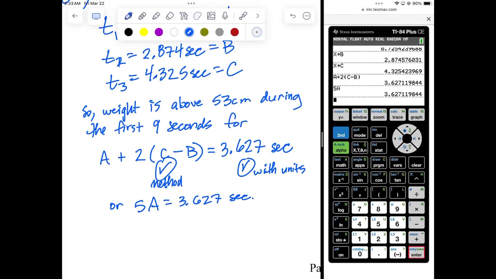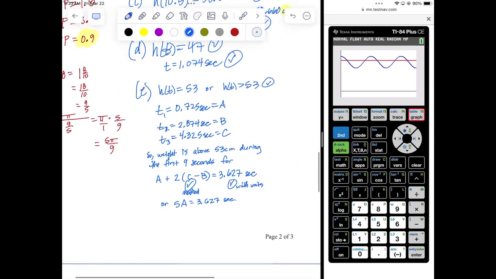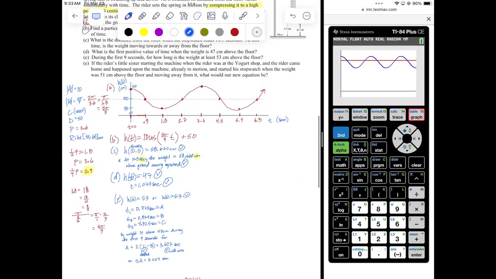All right. Any other comments or questions before we move on to his little sister getting in the project? Yeah, I know, right? So here we go. The last part here, part F.